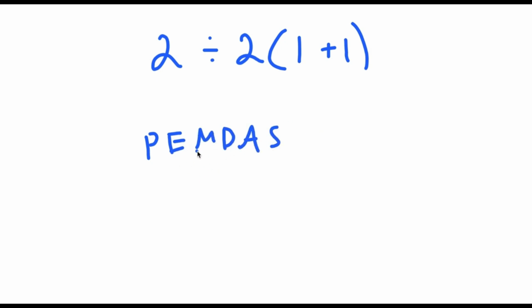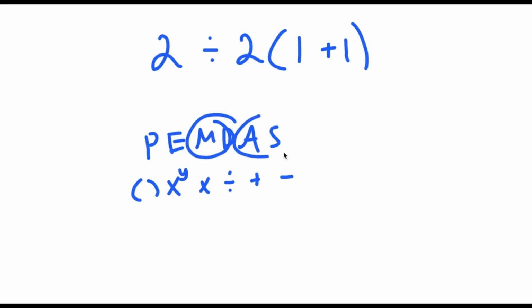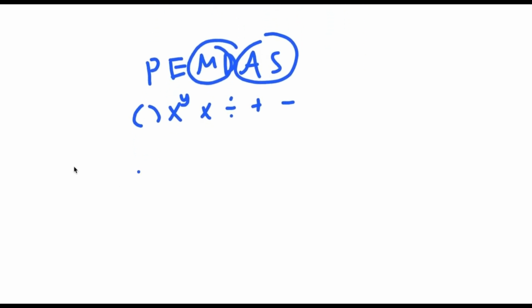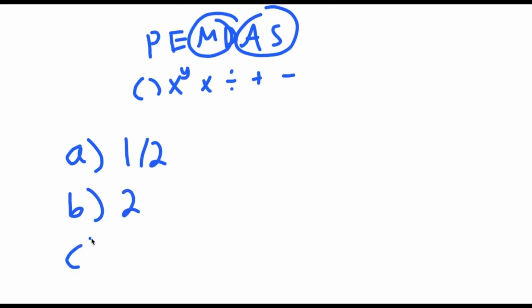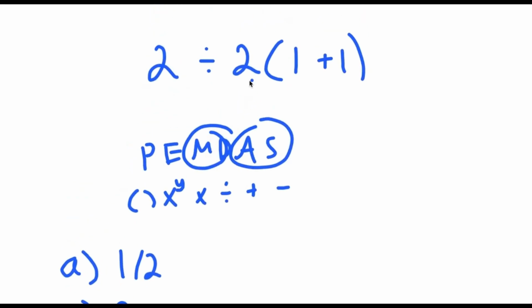And PEMDAS is the order of operations that I go in to solve an expression like this with multiple operators. So the P here stands for parentheses, the E stands for exponents, the M stands for multiplication, the D stands for division, the A stands for addition, and the S stands for subtraction. And multiplication and division are grouped, and addition and subtraction are grouped, meaning whichever one comes first in the group is the one I do first. And for those of you who want to try this without an explanation, I have 3 answer choices here. I have A, which is 1/2, B, which is 2, and C, which is 4. So you can go ahead and pause the video and try to solve this.